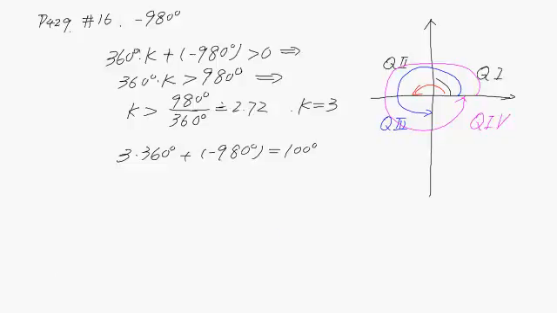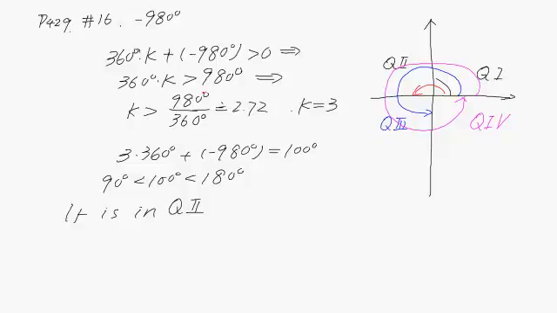So right now, this 100 degrees is greater than 90 degrees but less than 180 degrees. Then we know this angle, together with this coterminal angle, is in quadrant 2, right?